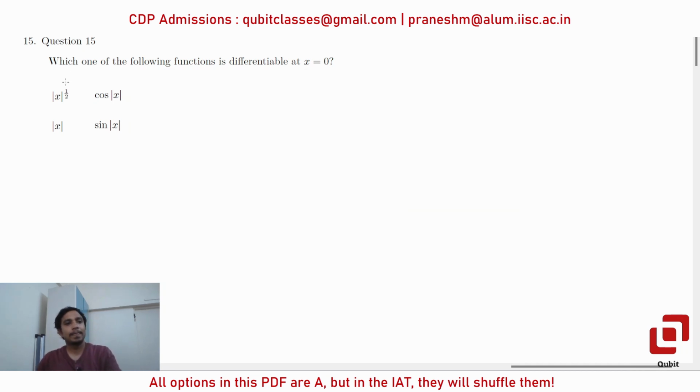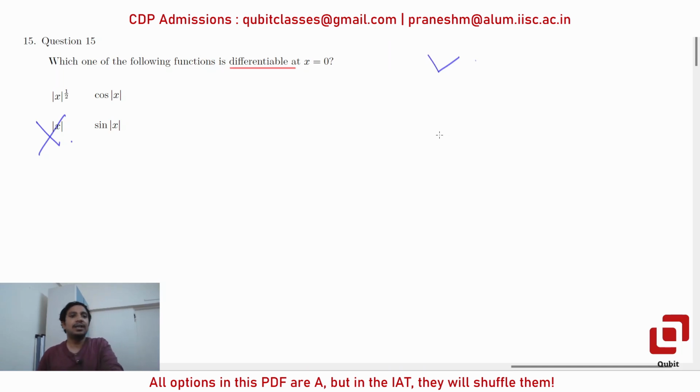Question 15. Which of the following functions is differentiable at x equal to 0? Mod of x raised to half, cos of mod x, sine of mod x. Now, we know that mod x is definitely not differentiable at 0, right? Because it has a corner there.